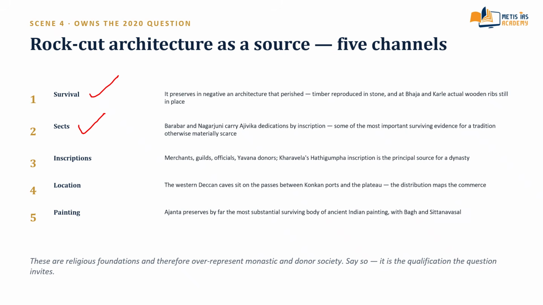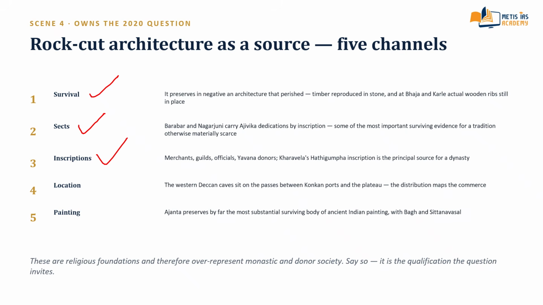And the third one is inscriptions. The Deccan caves are covered in donor records: merchants, guilds, royal officials, monks, and notably Yavana donors, Greek named foreigners endowing Buddhist caves at Karle and Nasik. Those inscriptions give us trade, coinage, guild structure, titles, and the reach of foreign settlements. And at Udayagiri in Odisha, the Hathigumpha inscription of Kharavela is effectively our principal source for an entire dynasty.